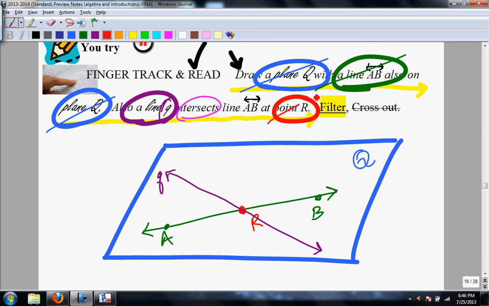Now you go back and we're going to read it one more time and see if everything fits. We have a plane Q with a line AB on plane Q. Line q intersects AB at point R. And we're done. Check your diagram, see if it's similar. We're going to do more of these in class.